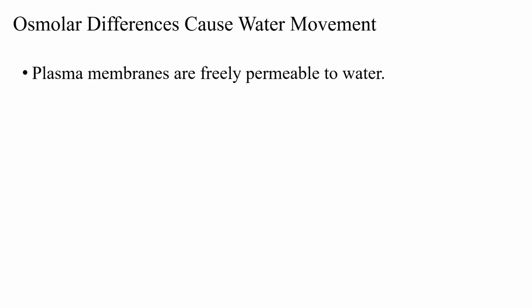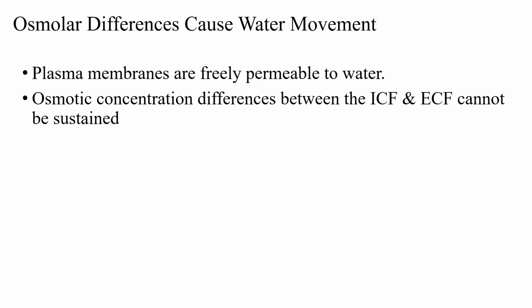For ionic movement across the cell membrane there is electrical gradient and chemical gradient. The two together we call the electrochemical gradient. So plasma membranes are freely permeable to water. Osmotic concentration difference between intracellular and extracellular fluid cannot be sustained.